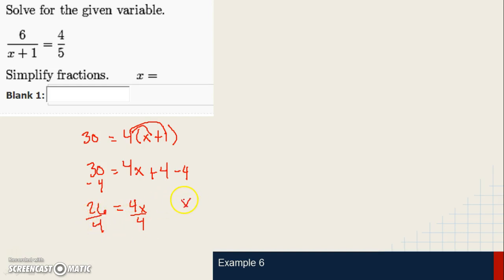and I have x equals 26 over 4. Because they're both even numbers, I know I can simplify this fraction by dividing them both by 2, and I get 13 over 2. So 26 over 4, the fraction in its simplest form for that value is 13 over 2.